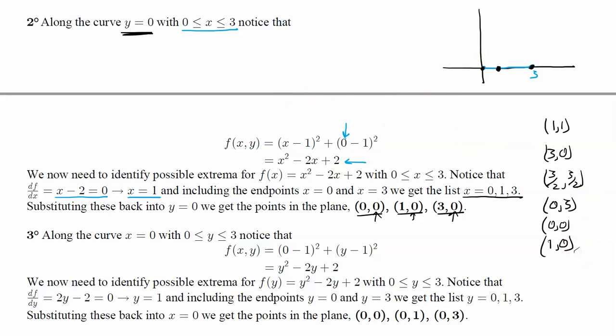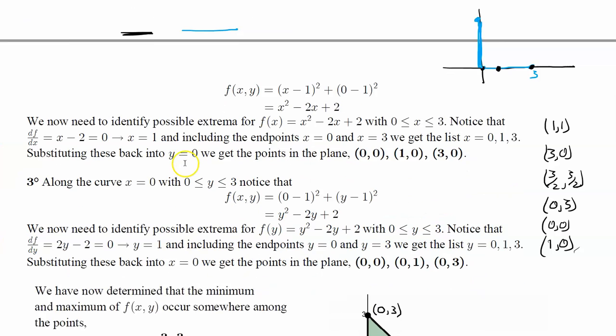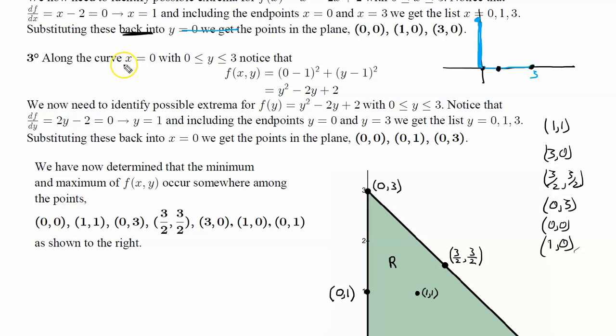Now we need to do the same thing along this curve where x is equal to 0, along this boundary. And that's what we're doing right down here. So let's do that. Okay, so now along the curve x equals 0, with y between 0 and 3, remember we only want to go up to 3 on the y-axis. If we put 0 into our function right there, we get a function only involving y, and the y is supposed to be between 0 and 3.